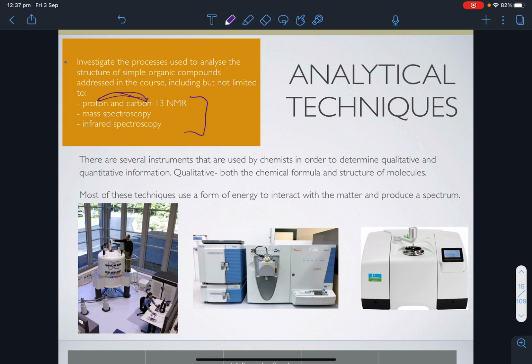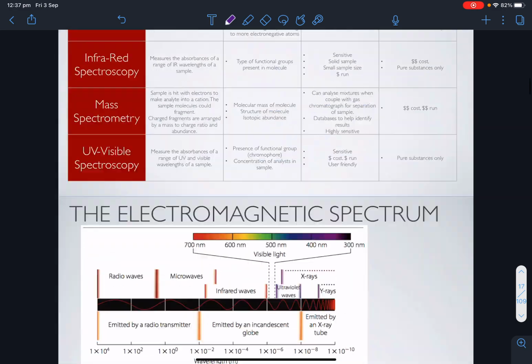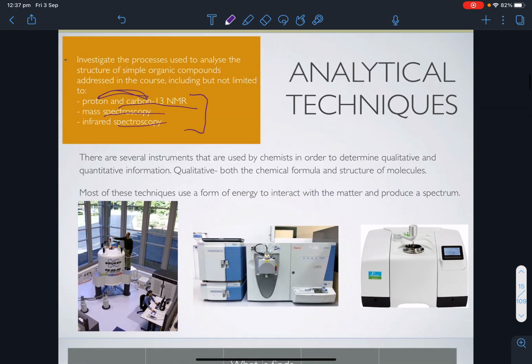Okay? You're going to have to learn how these things work and what their output is and how to interpret that output and find out some structures. Alright, so let's just start with a few general slides of overview. They're all spectroscopy techniques.